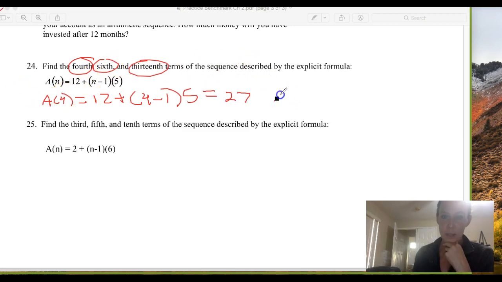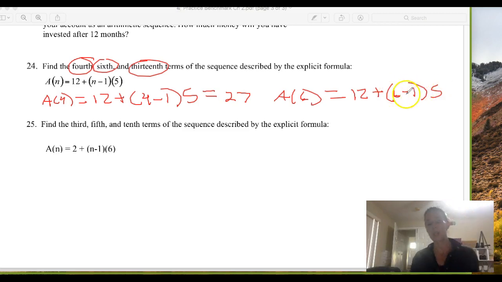Now do a sub 6. Just plug it in. This is plug and chug. This should be easy problems here for you guys. 12 plus 6 minus 1 times 5. Okay, 6 minus 1 is 5. 5 times 5 is 25. 25 plus 12 is 37. Okay, so 37, 27. Circle your answers for me.